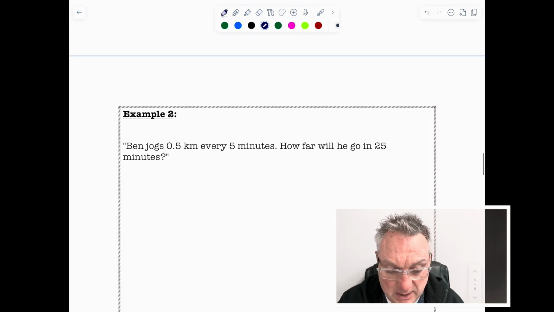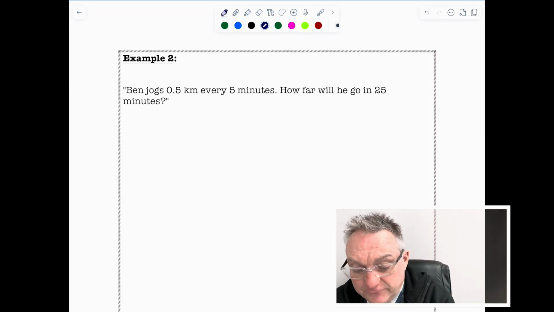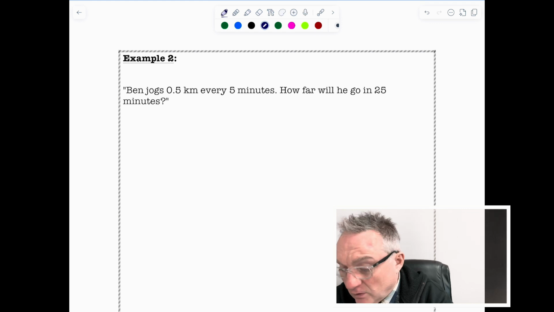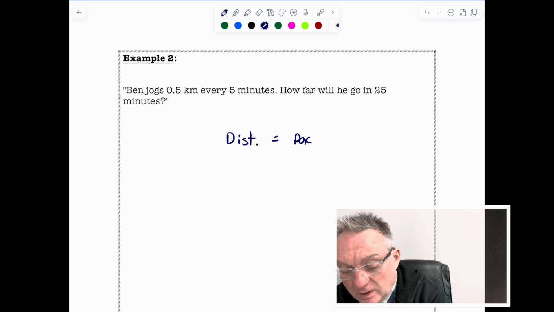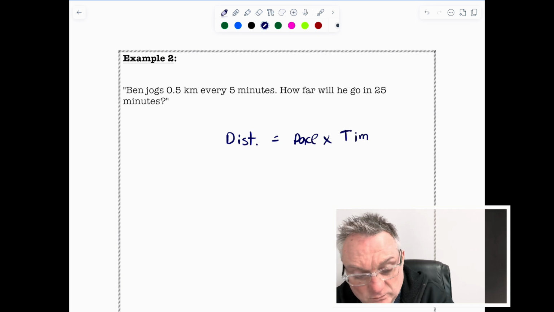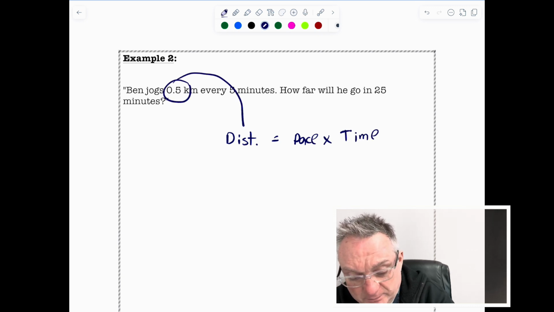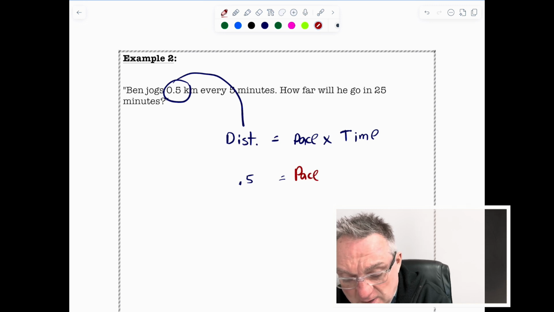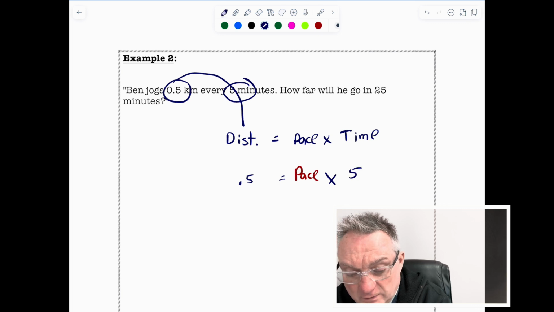So let's look at another one. So on this one, Ben jogs a half a kilometer every 5 minutes. How far will he go in 25 minutes? Same idea, we figure out his pace. So distance is equal to pace times time. And so we're told he goes a half kilometer. So I've got 0.5 equal to the pace. And how long does it take him to do that? That takes him 5 minutes. And so in order to solve for pace, I got to divide both sides by 5.